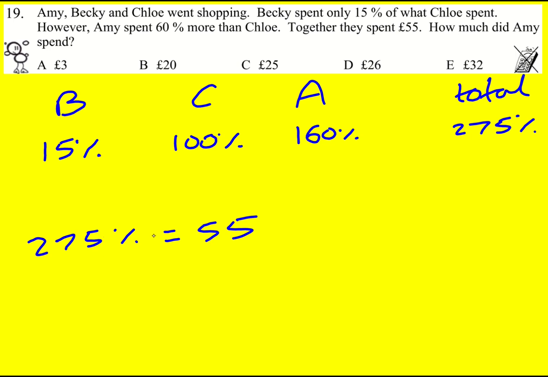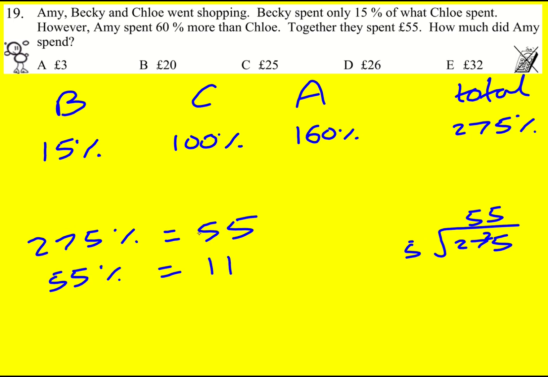Actually, I can look for a common factor. 5 goes into both of these. So 5's into 275 go 55, 55%, and that is going to equal 11. So actually 11 also goes into both these numbers, not quite so obvious in the first question here, but now it is. So I can see that 5% is going to be equal to £1.